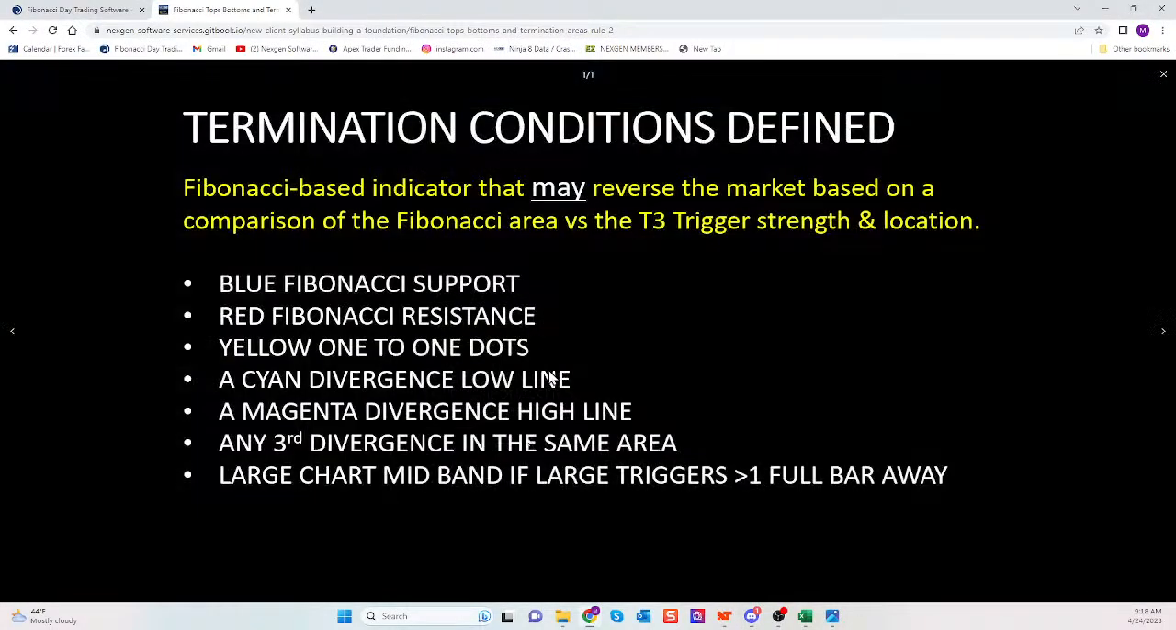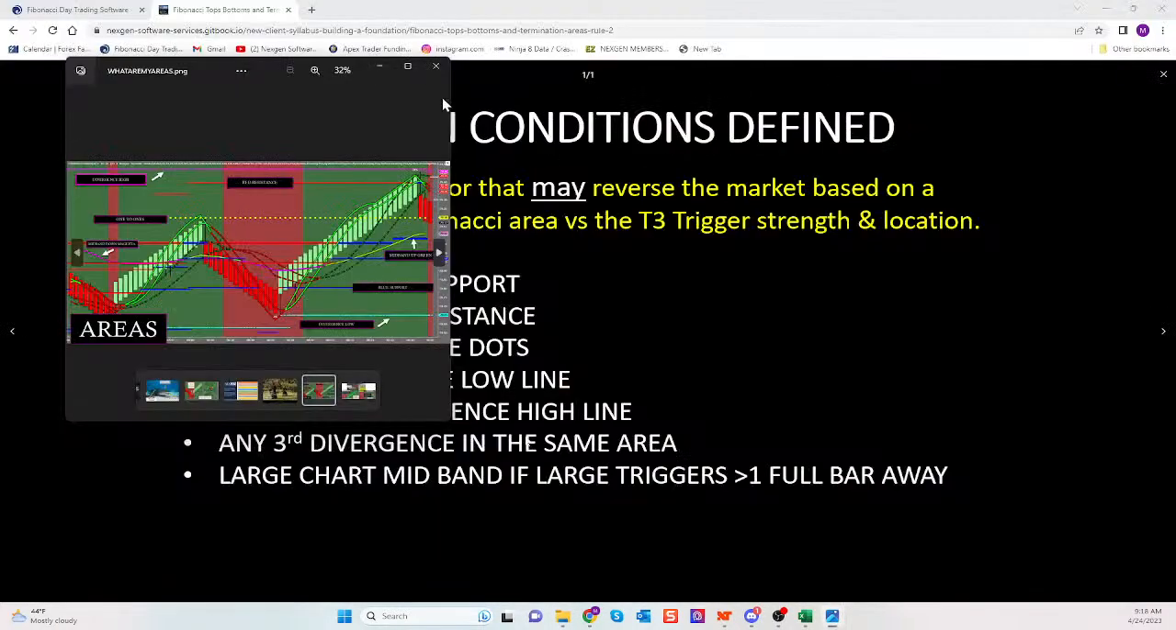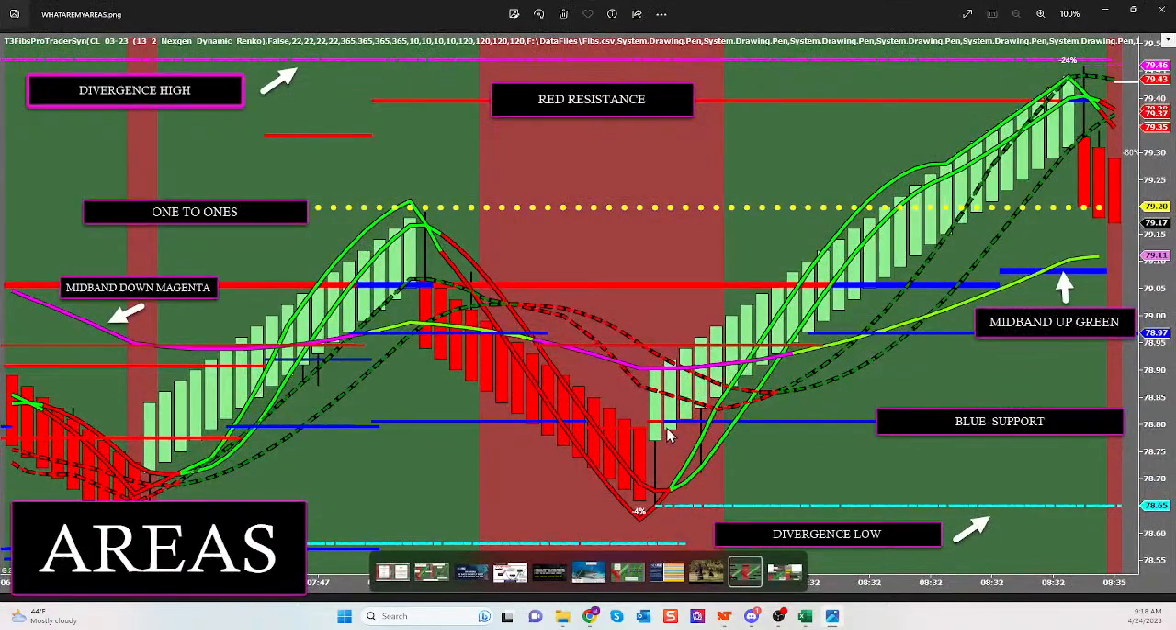Rule number 2 says don't trade into a termination condition. Those areas likely to stop the market. And those areas can be, let me give you a picture. I love visuals, right? Makes it a little easier. What are the areas that may stop the market?